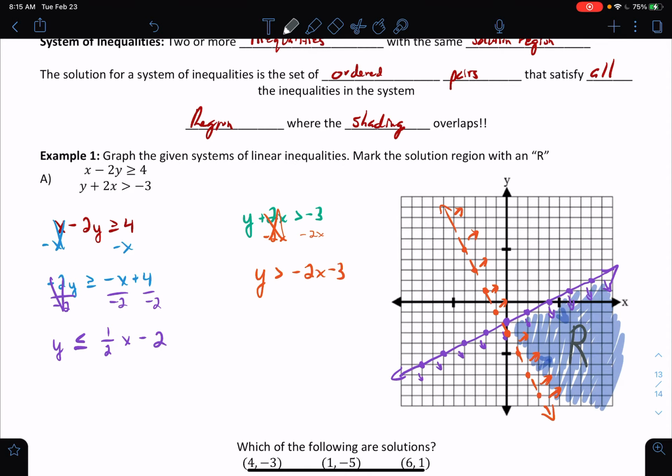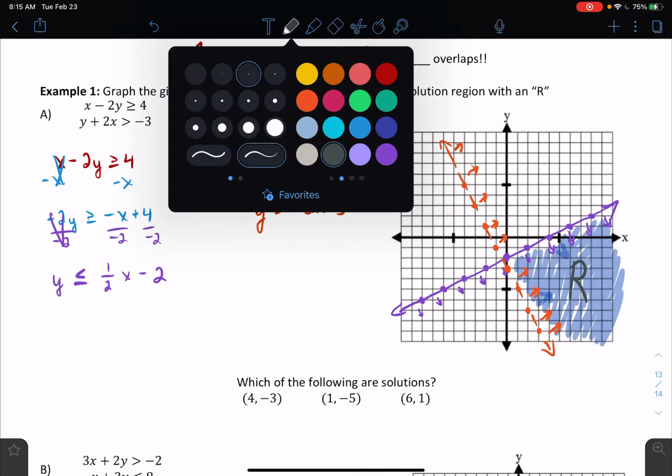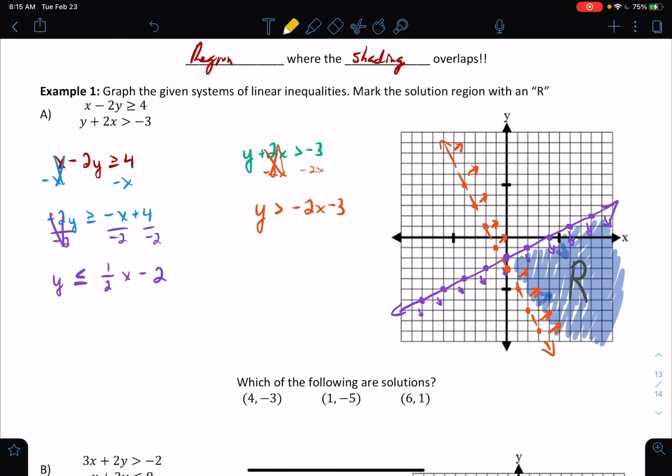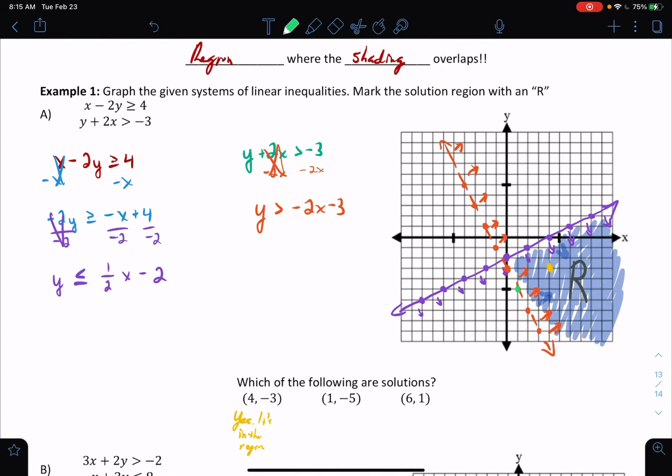Okay, so let's look at some of these points and determine whether or not they're solutions. So we got 4, negative 3. Yes, it's in the shaded region. What about 1, negative 5? No, even though it looks like it's in the region, it's on a dashed boundary line, so it doesn't work there.